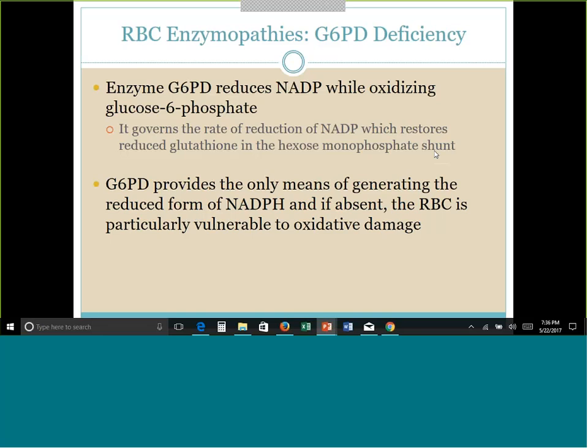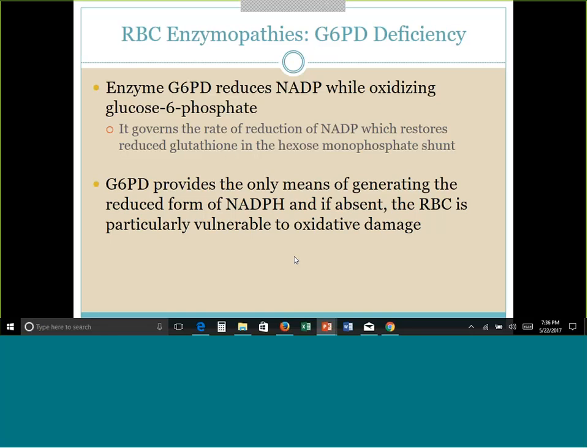This pathway's whole job was to give us glutathione, and glutathione's job is to protect our red cells from oxidation. So that's what it does. If you are missing or deficient in that enzyme G6PD, that means you can't go through the hexose monophosphate pathway. It won't work because you're missing that enzyme that's part of it. As a result, you're not going to make glutathione, which means you're not protecting your red cells from oxidation. So your red cells are very vulnerable to oxidative damage.